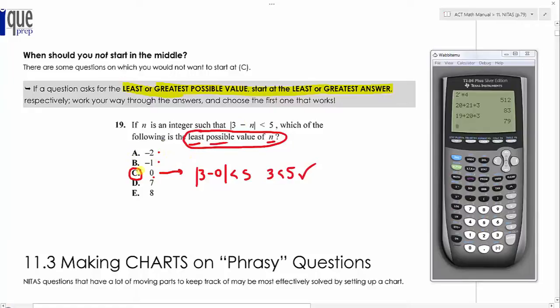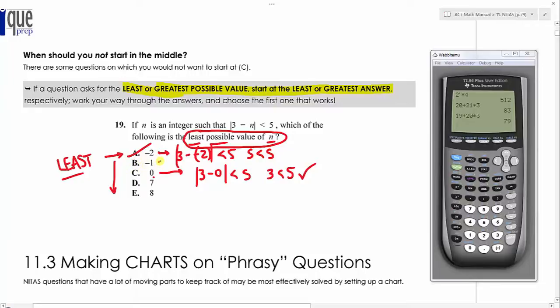So what you would want to do in a case like this is start at answer choice A, which is the least answer. You would want to start at the least answer and then just proceed down the answer choices until you hit something that works, and in that way you will ensure that you are picking the least possible value of n. So answer choice A is absolute value of 3 minus negative 2 is less than 5. That is 5 is less than 5. That does not work. 5 is not less than 5, at least not where I come from.